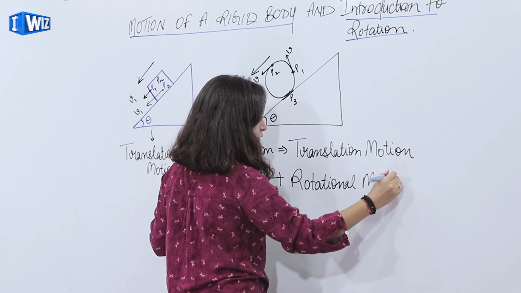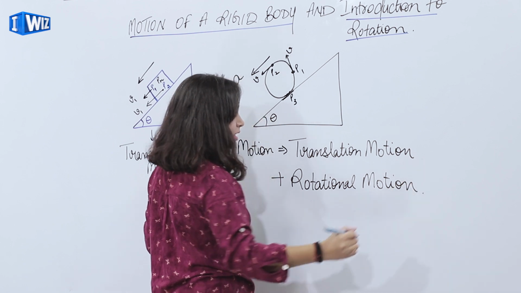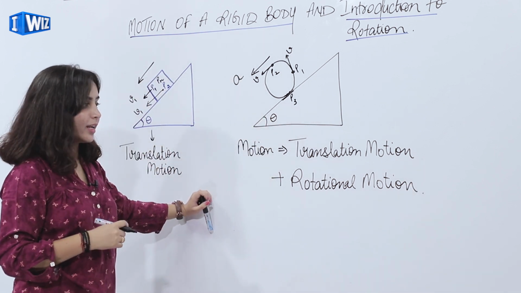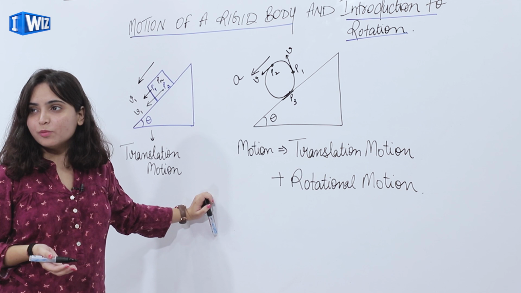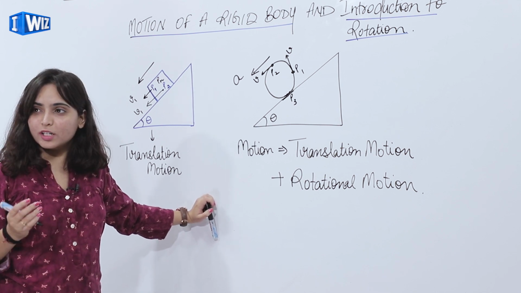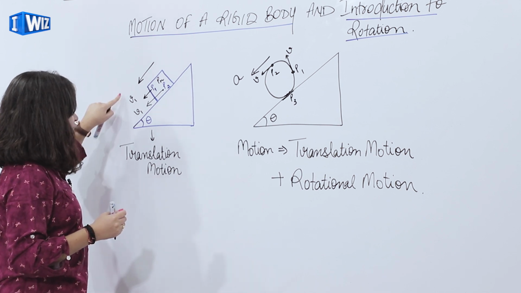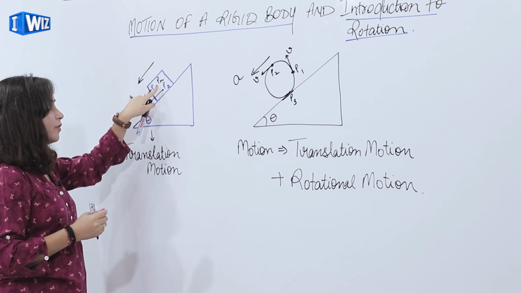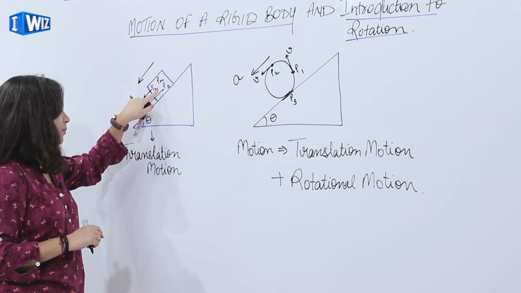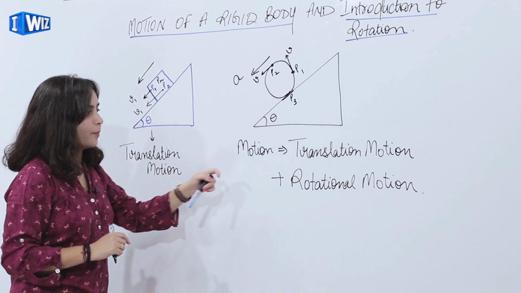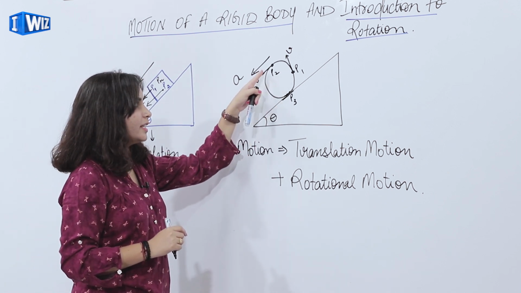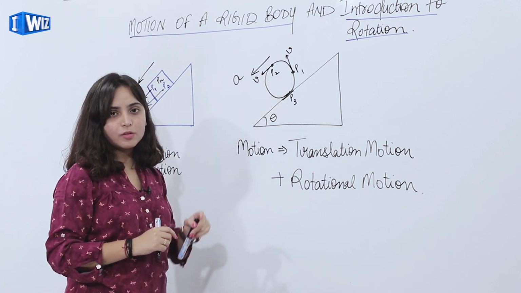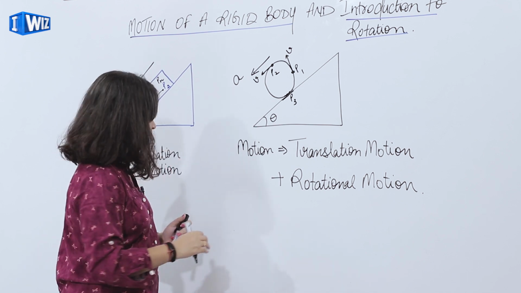So the basic difference, how we can differentiate between translation motion and rotational motion, is that in translation motion, the velocity of different particles of a rigid body is in the same direction, but here the velocities of particles in a rigid body are in different directions.